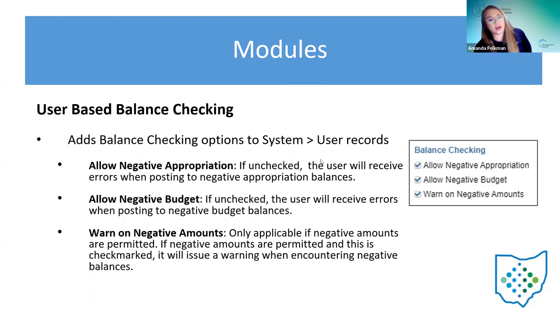All right, cool. So next we have the user-based balance checking. This adds balance checking options to our system user records. So this is basically allowing different warnings to pop up based on the user that's actually trying to enter that transaction.